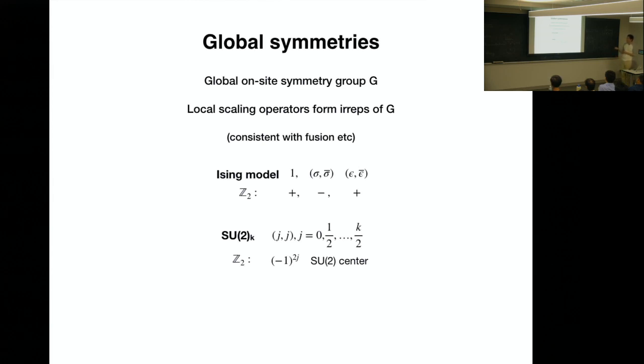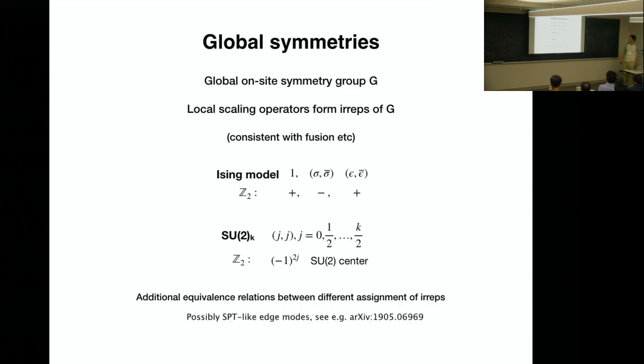And another slightly more complicated example is the SU(2) level k theory, the Wess-Zumino-Witten model, where the primary fields are labeled by the spin j from 0 up to k over 2. And then, for example, one of the symmetries that this theory has is the center of SU(2), which acts as (-1)^{2j}, so it puts a minus 1 on all the half-integer spin fields and plus 1 on the integer spin fields. And this symmetry turns out to be anomalous, which is quite a well-known result.